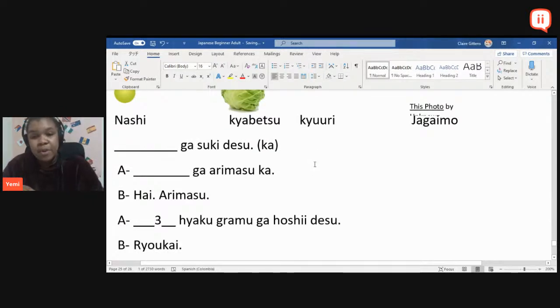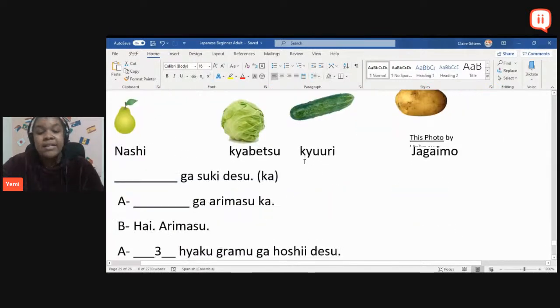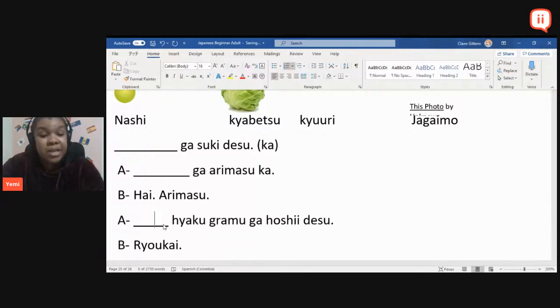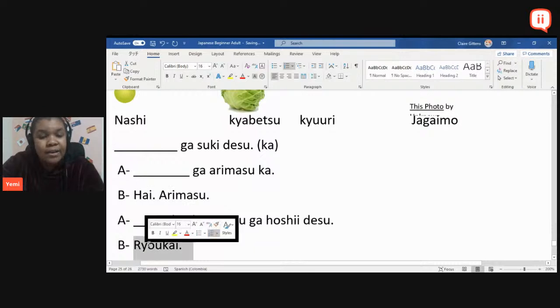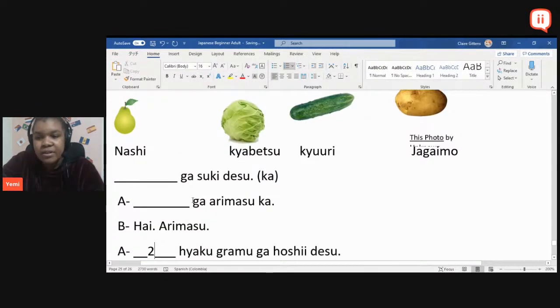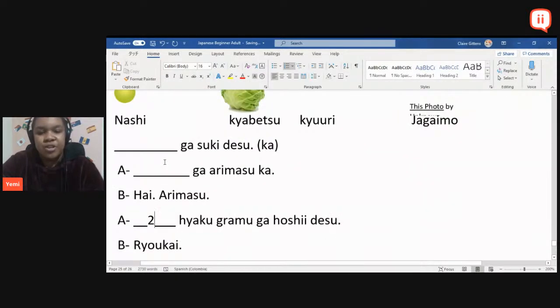Okay, let's try buying some onions. Tamanegi, okay? Tamanegi ga arimasu ka? Hai, arimasu. 300 gram ga hoshii desu. Ryokai. Okay, I want 300 grams. Okay, so this time I will be A. Please be B, the shopkeeper. Hai, arimasu. Ryokai. Okay, that's all you have to say. I am going to get 200 grams of cabbage. Okay, let me get 200 grams of cabbage. So I'm A, please read B. Kyabetsu ga arimasu ka? Nihyaku gram ga hoshii desu.